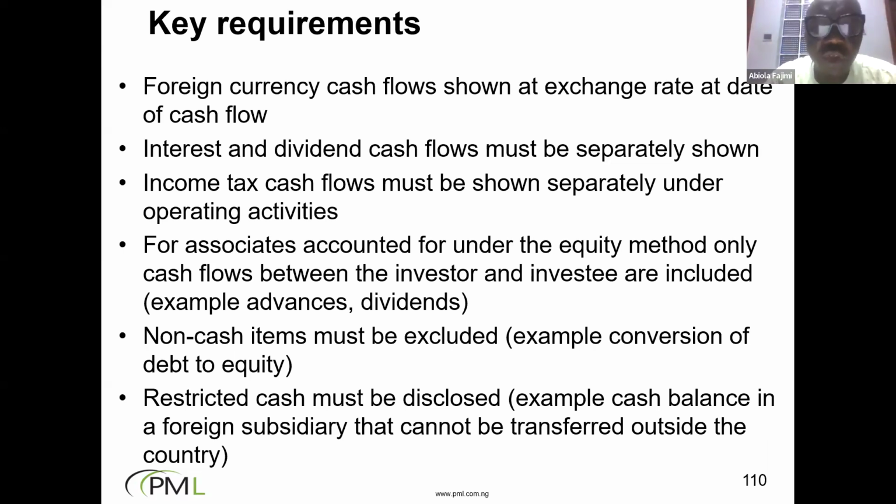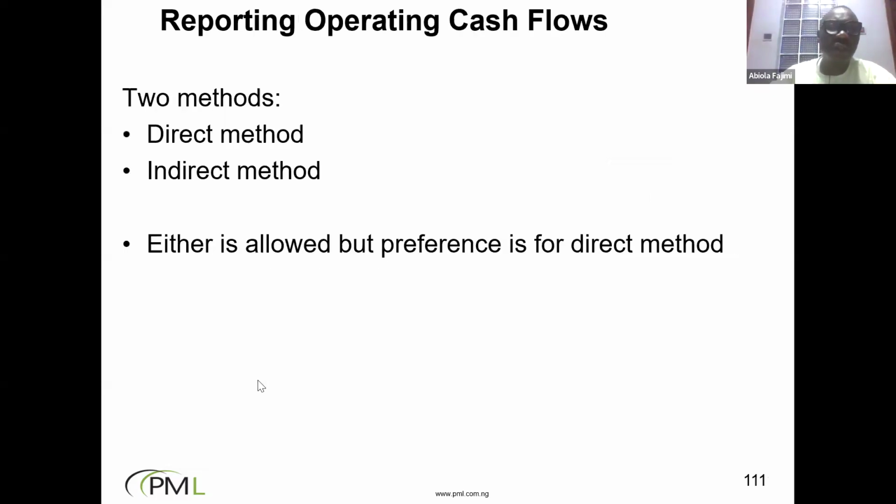Non-cash items must be excluded. Any item that is not cash related must be excluded. Restricted cash must be disclosed. If they have restricted cash, we need to disclose it. Two methods are possible, direct and indirect.